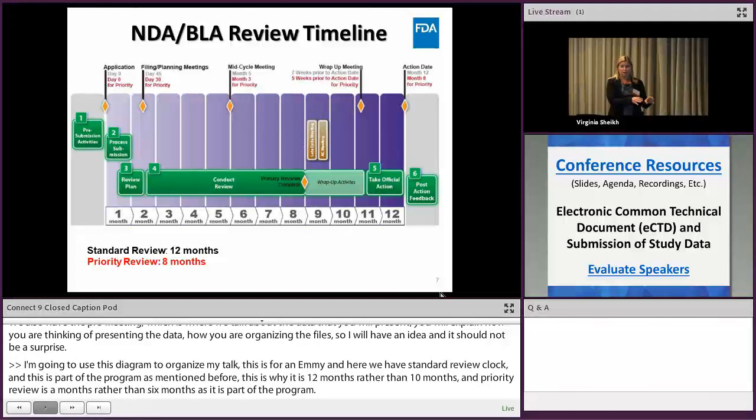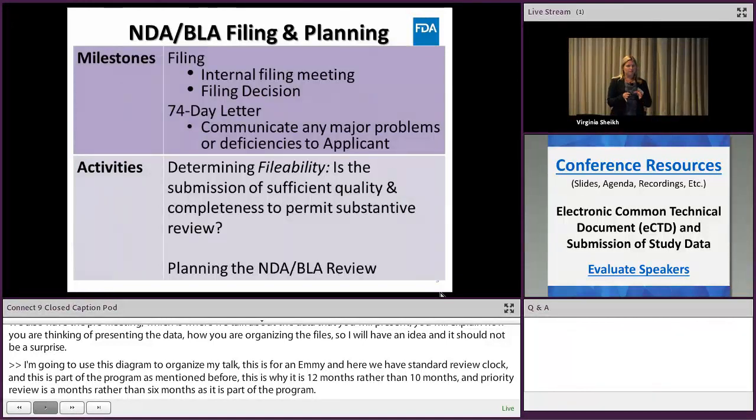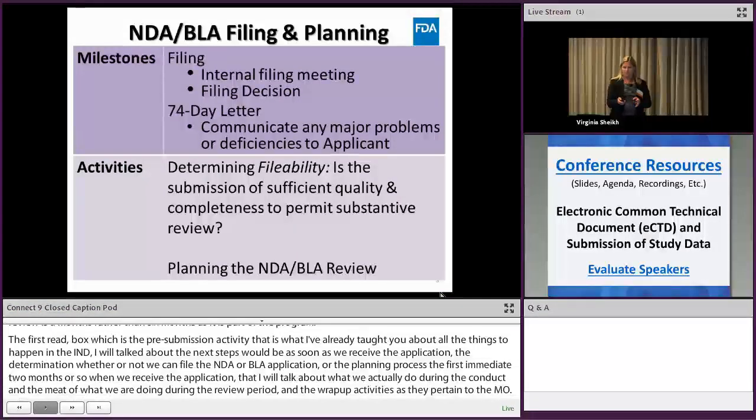Those are what I've already told you about, all the things that happen in the IND. I'm going to talk to you about the next steps, which would be, as soon as we receive that application, the determination whether or not we can file the NDA or BLA application, and during that planning process, that first immediate 2 months or so when we first received the application. And then I'll talk about what we actually do during the conduct and the meat of what we're doing during that review period, and then some of the wrap-up activities as they pertain to the MO. So I'm going to begin by talking about this first period during filing.